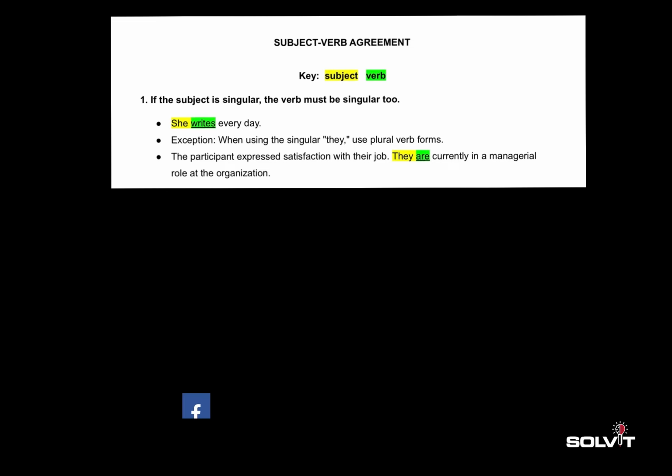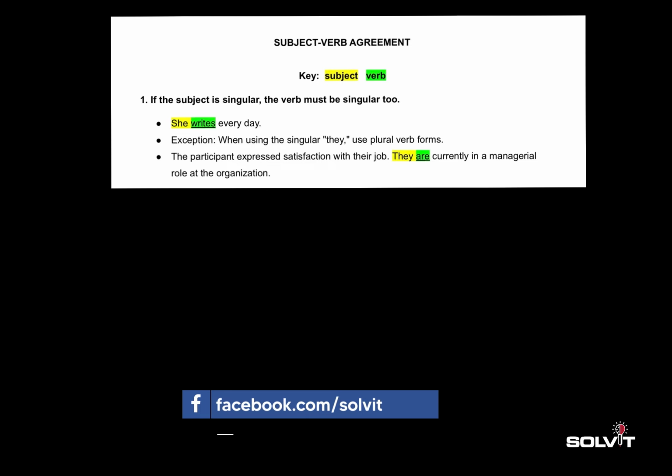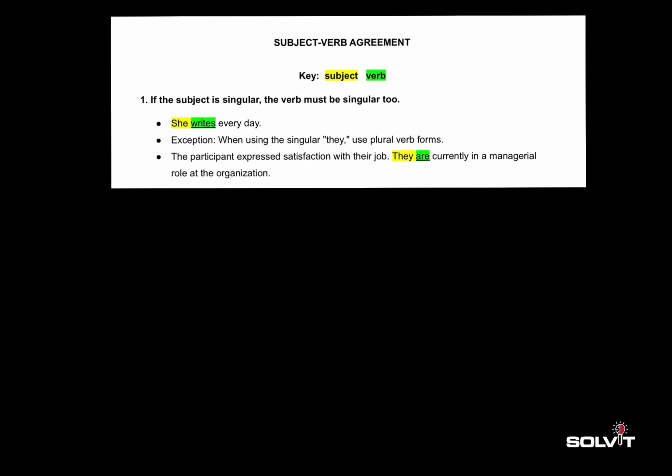So I'm going to start with the simplest rule. The first one is if the subject is singular, the verb must be singular too. So now you need to understand what a subject and a verb is. I'm sure most of you already know, but I'm just going to repeat it for people who don't know. So the subject of a sentence is the thing or the person that the sentence is about, right? So for example, the first sentence is she writes every day. So in this sentence, she is the subject of the sentence. Whatever is being talked about, whether it's a person, a place, a thing, anything, that's the subject.